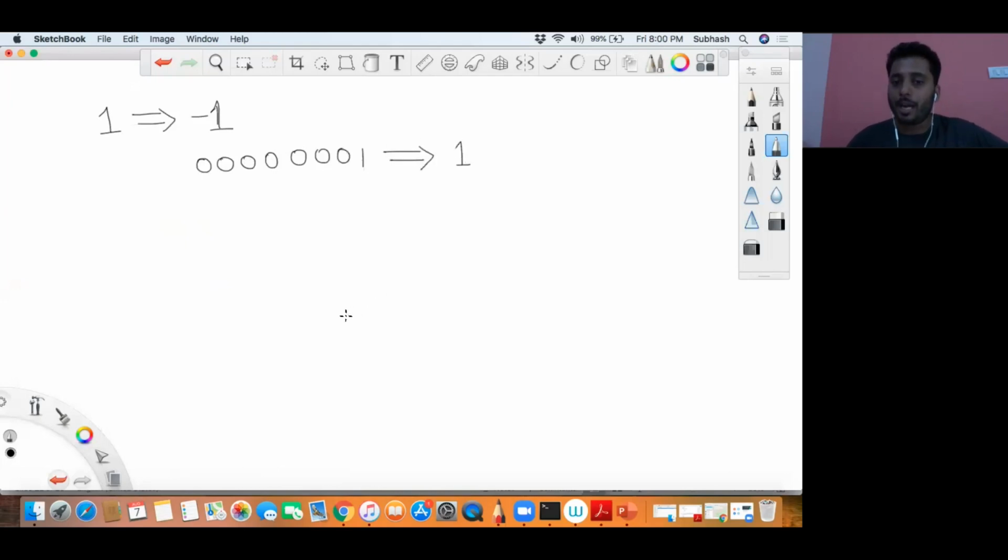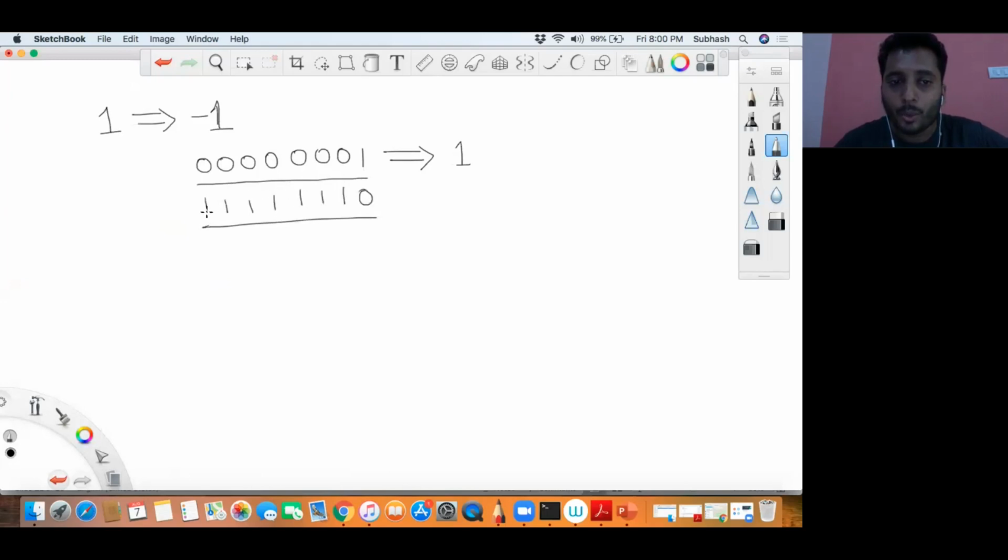Now if I want to represent -1 using the 2's complement method, how do I do it? First I have to find the 1's complement of this. So what is the 1's complement? This bit becomes 0, and the remaining bits become 1 1 1 1 1 1 1. This is your 1's complement of 1.